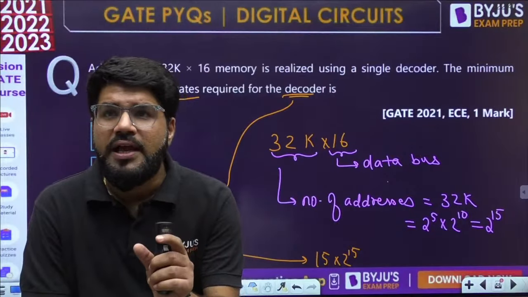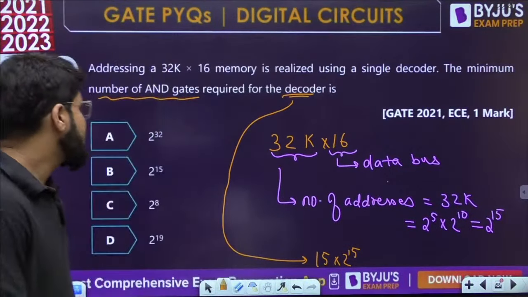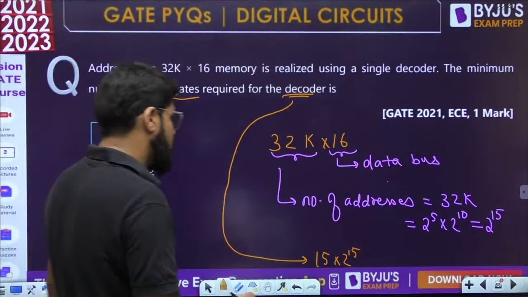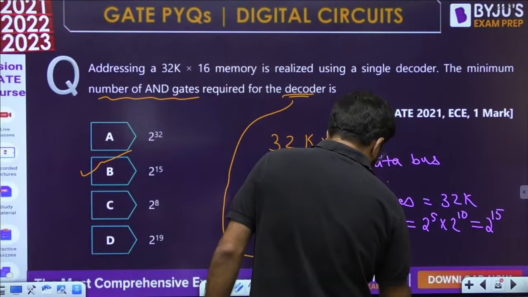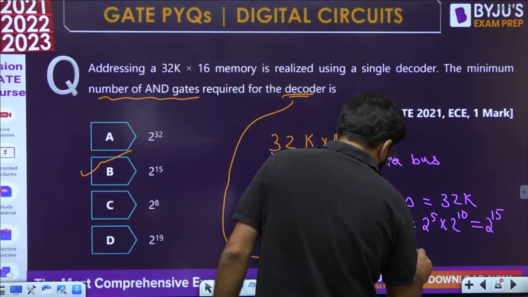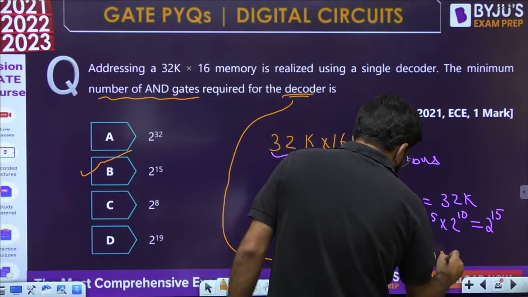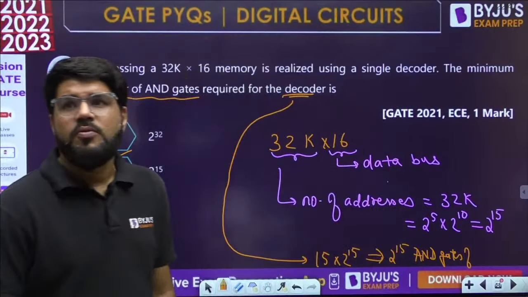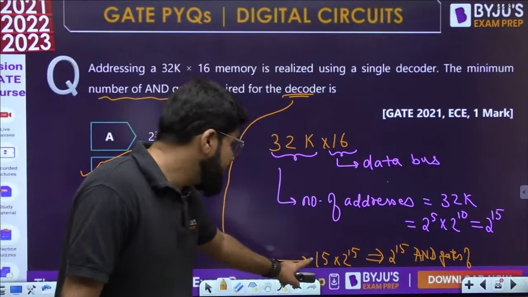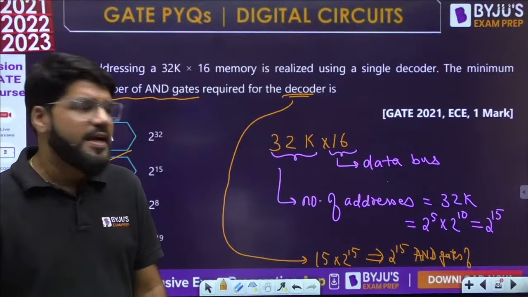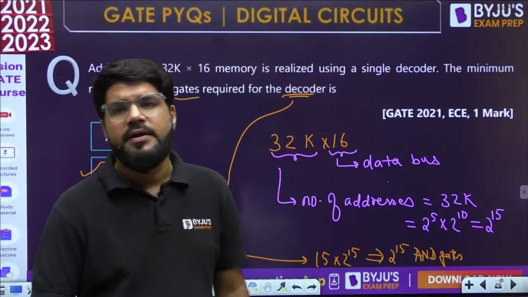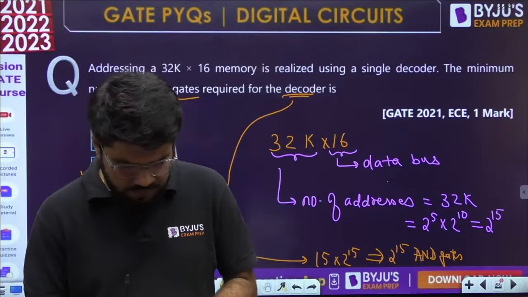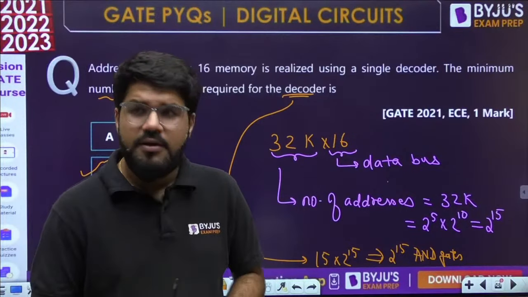For every output line, we need one AND gate. So how many AND gates are required? 2 raised to the power 15 AND gates. Each AND gate will be a 15 input AND gate. Dhyan rakhna, 15.